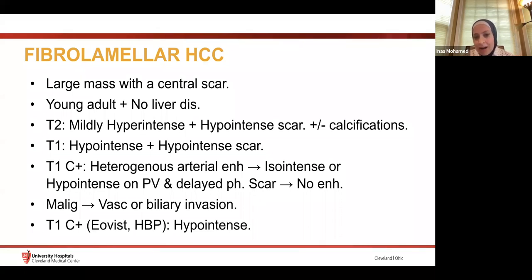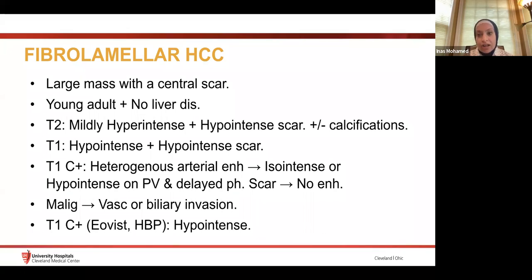Again, it's going to be a mildly hypointense scar with calcifications. T1 hypointense, and the scar is hypointense. On post-contrast enhancement, you're going to see this heterogeneous arterial enhancement. It's not going to be like your usual HCC. Fibrolamellar HCC is a very, very aggressive neoplasm, and unfortunately, this patient passed away.